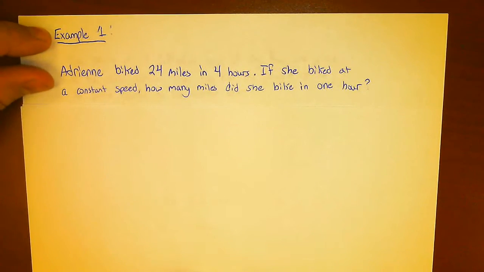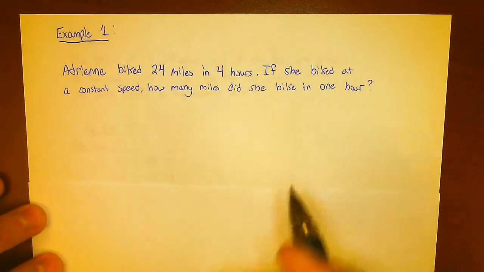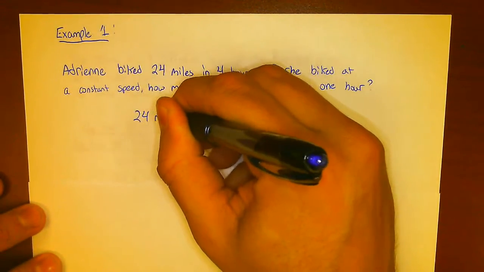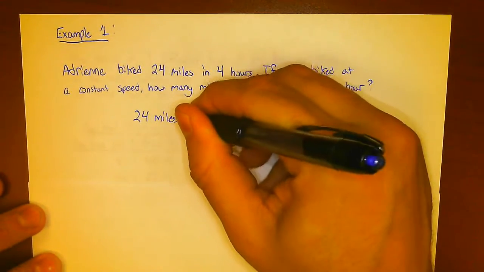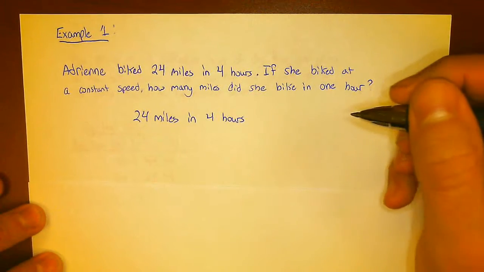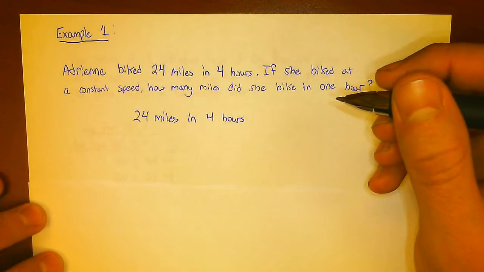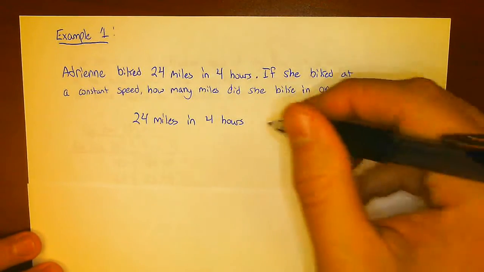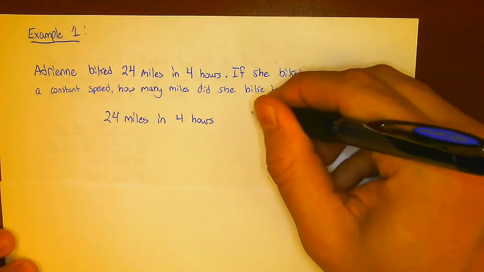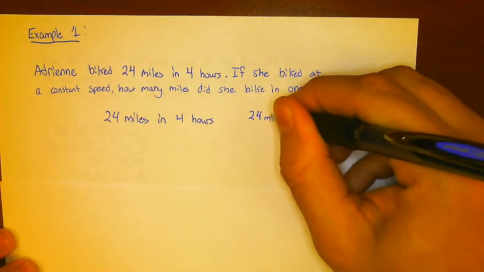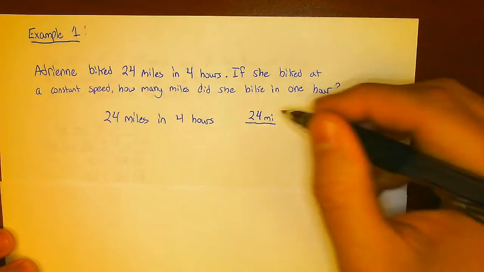Alright, so we're going to set it up this way. I'm going to go ahead and write it out for you. So, we've got 24 miles in 4 hours. I'm going to set that up as a fraction, just like we had in the early examples of a rate and a unit rate. So that can be seen as 24 miles over 4 hours.